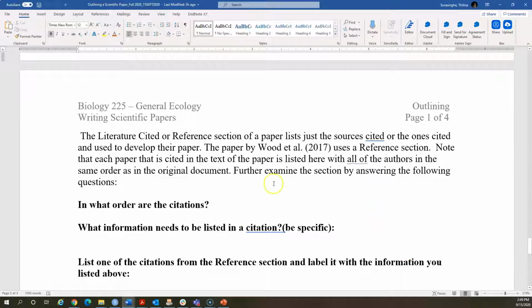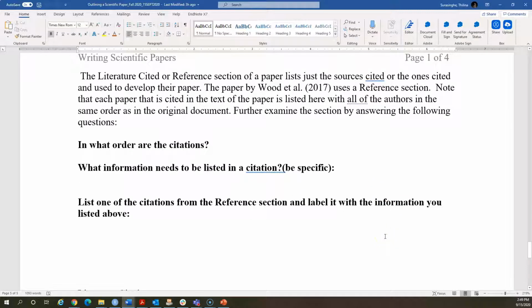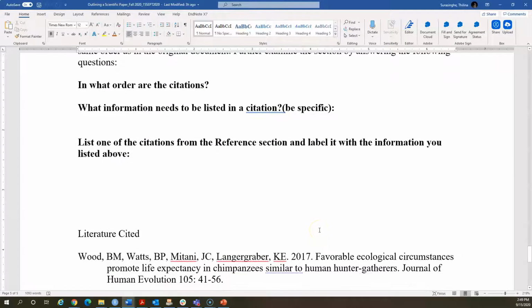And further, we want you to further examine the section by answering the following questions, right? In what order are the citations? Well, what do I mean? Are the citations written in alphabetical order, starting from A, B, C, D, all the way up to Z? Is it chronological, meaning the order in which it appears in the paper, right? So it's either or. It's going to be either chronological in the order of appearance or alphabetical. And sometimes reverse chronological, but that's again chronology, right? So just tell me which way it is.